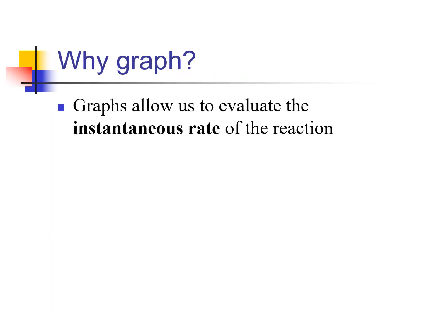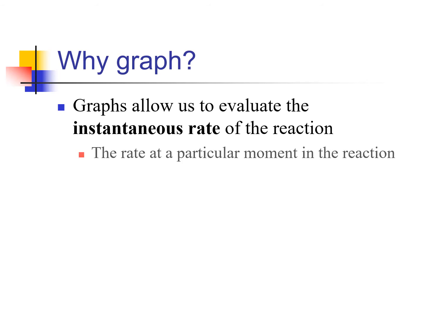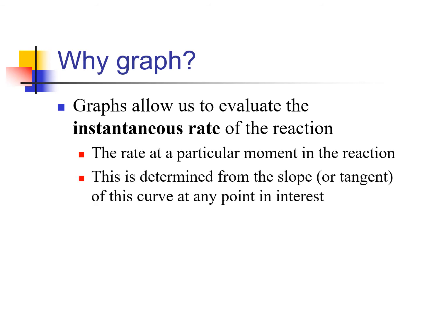Now, why would we graph this? Well, because we've graphed it, we could actually find what's called the instantaneous rate. Notice in that last one I talked about average rate. Instantaneous rate ends up being a much more useful piece of information because it is the rate at any particular moment in the reaction. Not overall, just any moment, because reactions will speed up and slow down. Usually they slow down as they proceed. To do this, we find the slope or the tangent of this curve at any point of interest, and we'll talk about what that means on the next slide.